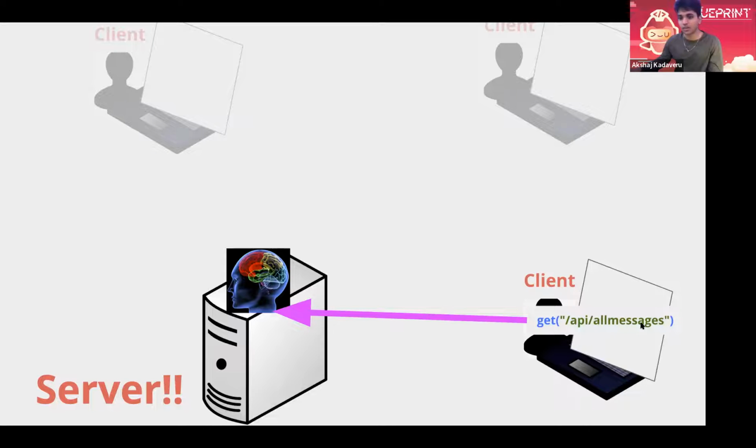The third client might want to get all the messages again, and then the server will retrieve all the messages and it'll send them back. This time it will include the new message that the second client added. Does that make sense? Any questions on how client-server communication works?